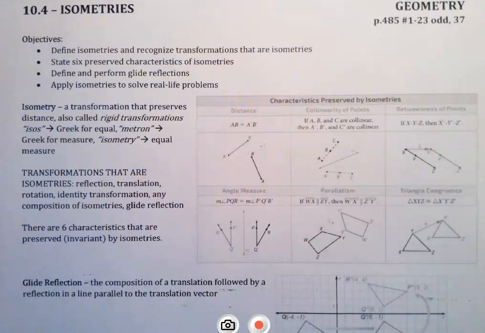So it's a glide. That would be a translation. What is a glide? A glide reflection is where you translate and reflect. You're going to glide it over and then reflect it. It's just a two-step.